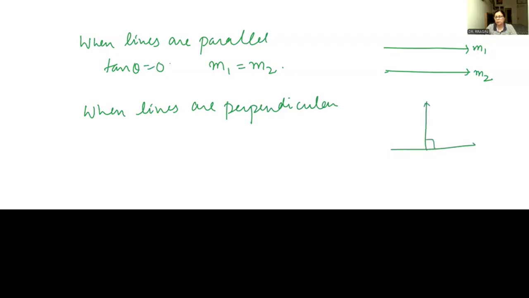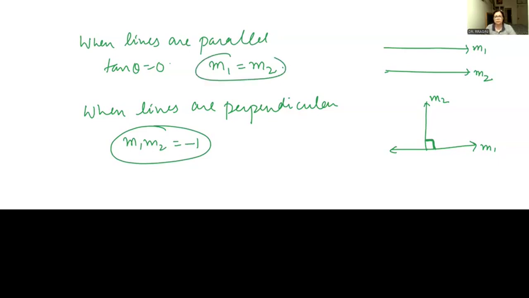This is a line with slope M1. Let this be the line with slope M2. When two lines are perpendicular, that means the angle between them is exactly 90 degrees. In that case, what is the relationship between these two? Tan theta here, according to the formula given in the last slide, becomes infinity, because tan 90 is infinity. This special relation comes out as the product of these two slopes, M1 into M2, is -1.